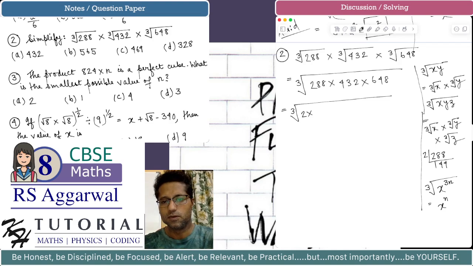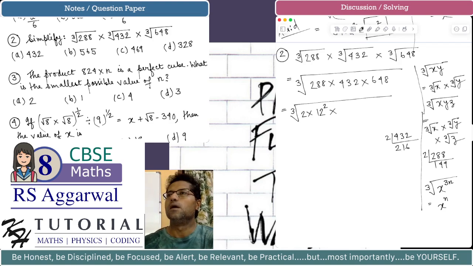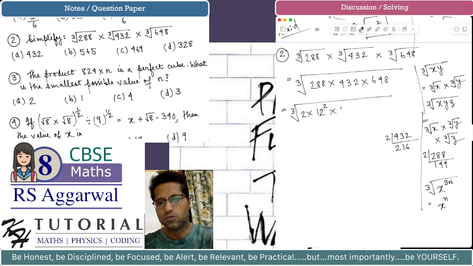144 we know is okay. For the time being, let's write it as 2 into 12 square. Now 432. What is 432? Let's divide by 2. So 216. I see, so this is 216, which I know is cube of 6. So this is 2 into 6 cube multiplied by what is 648.